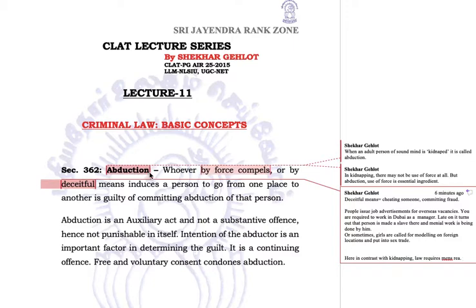So this is the distinction between abduction and kidnapping. This is for grown up adults above 18 and those who are not unsound. Sound adults in abduction, and unsound adults and minors in kidnapping.